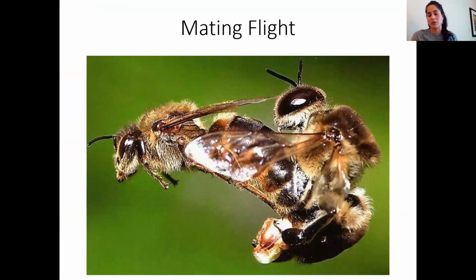its reproductive organ, and when it falls on the ground, it dies very shortly after. Half of that organ stays on the queen, and guarantees that the sperm stays inside the queen as well. The next drone that comes and finds the queen will remove that part and mate with the queen. And that happens all over, for about 10 to 20 times.